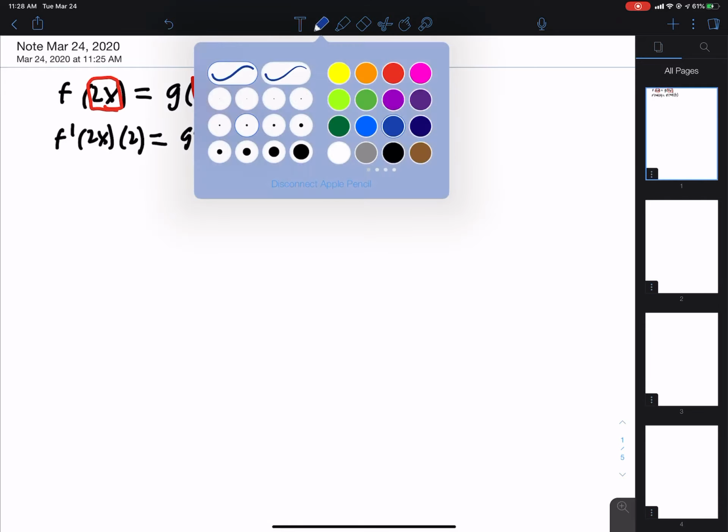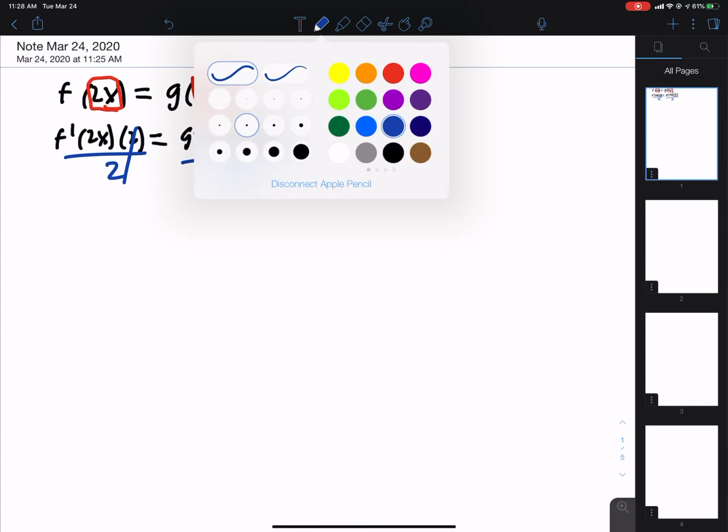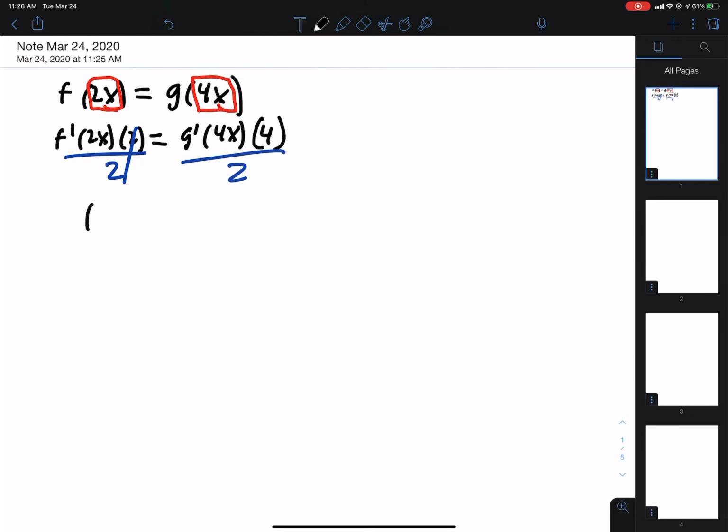So if I were to do that, we would be left with f prime of 2x equals 2g prime of 4x. So the answer has to be B. That was number 1.